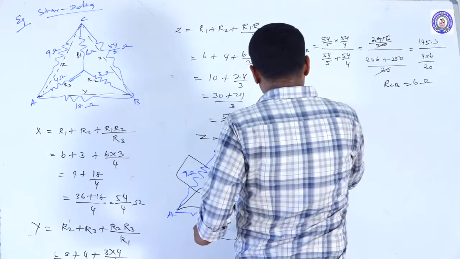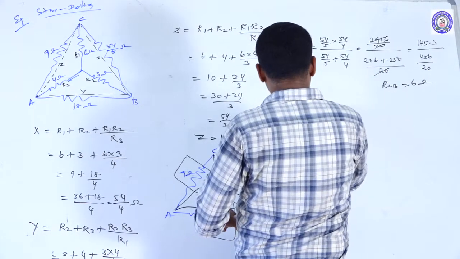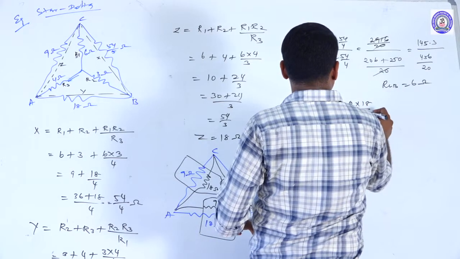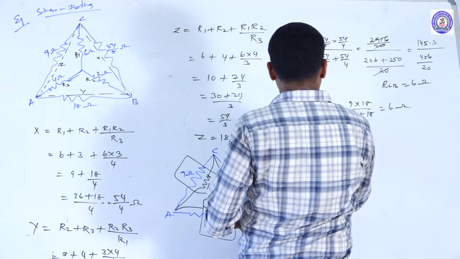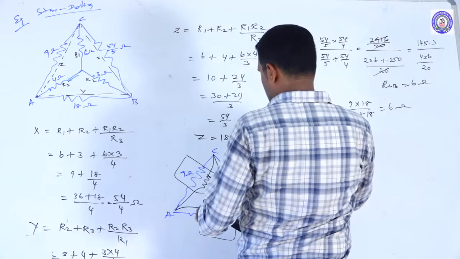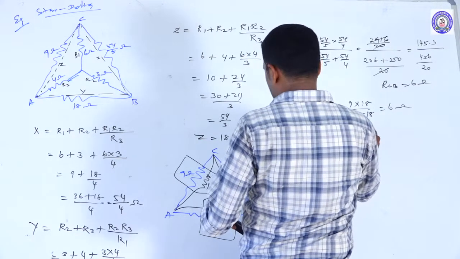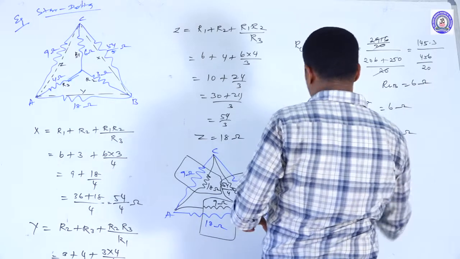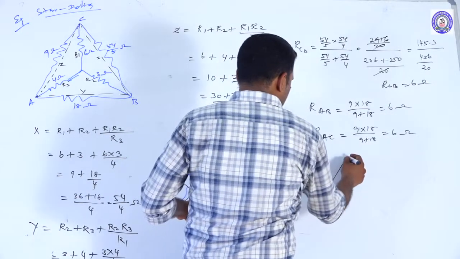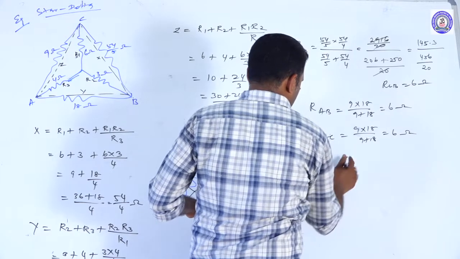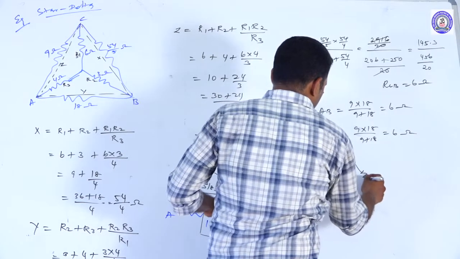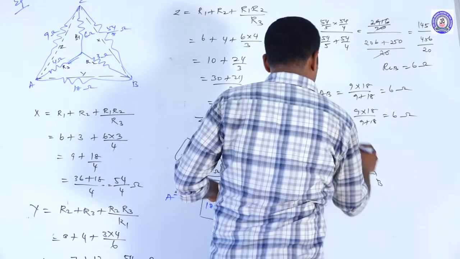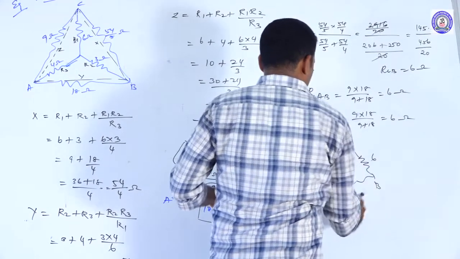The same way, RAB is equal to 9 into 18 divided by 9 plus 18, which is 6 ohm. Between A and C, RAC is 9 into 18 divided by 9 plus 18. This is also 6 ohm. So the entire circuit reduces to an arrangement as shown: A, B, C, 6 ohm, 6 ohm and 6 ohm each.